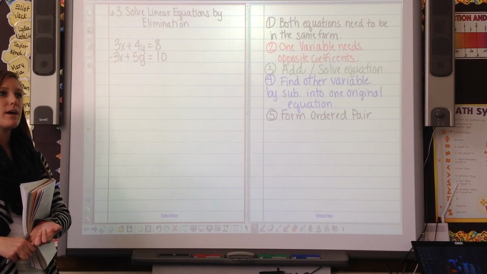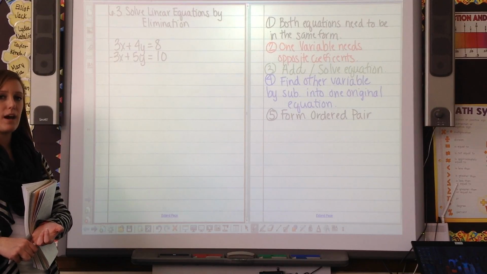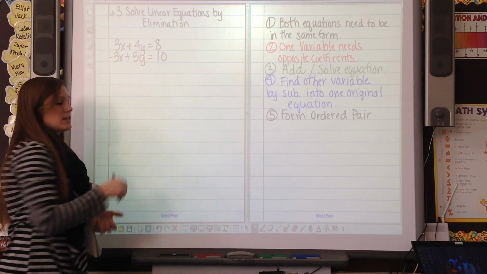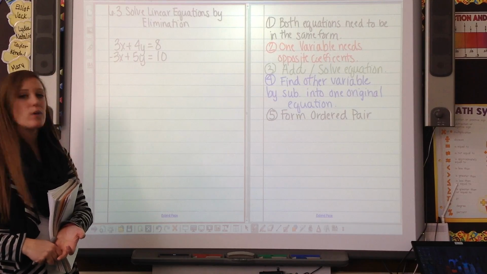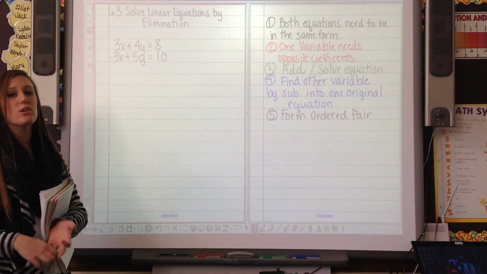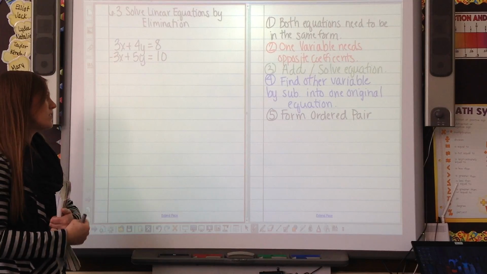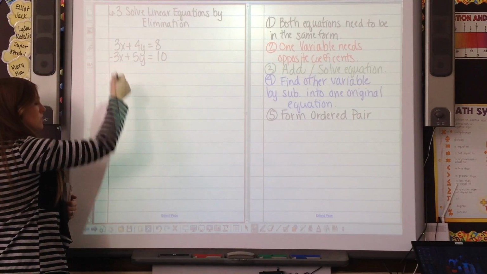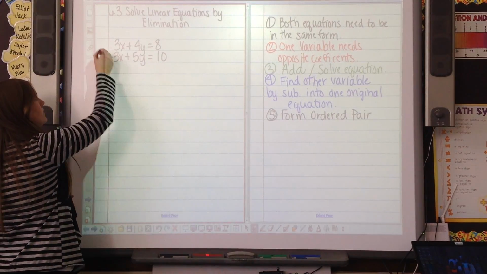Once I have one set of opposite coefficients, I'm good to go to solve. Now let's say my x's were 2x and negative 5x, and then my y's look like this. They were not opposites, so I could not solve yet. And then you're going to need to make them be opposites. I'll show you later on in the video. I do have opposites, so I can go ahead and continue on.